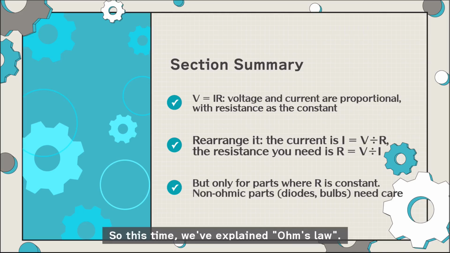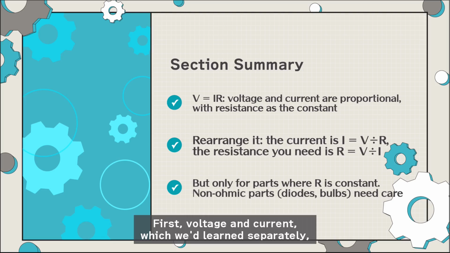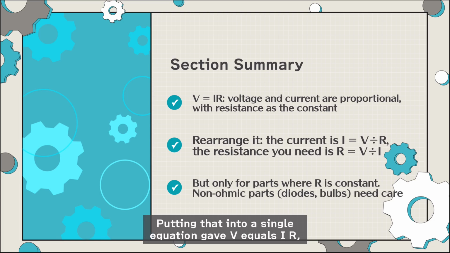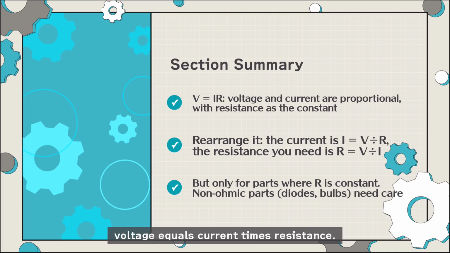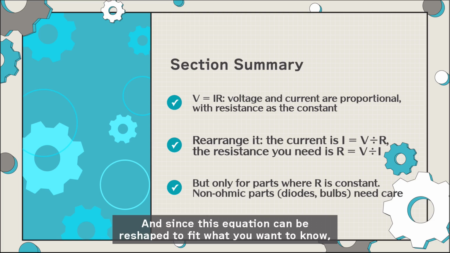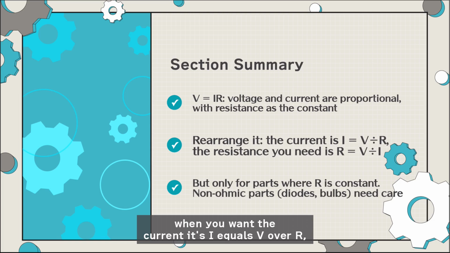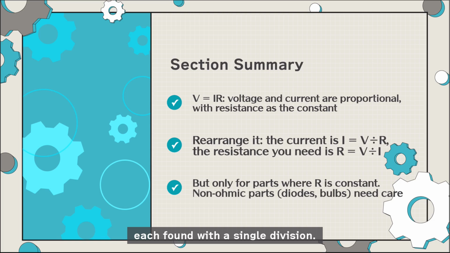So this time we've explained Ohm's law. First, voltage and current, which we'd learned separately, are actually in a proportional relationship, and the proportionality constant was the resistance. Putting that into a single equation gave V equals IR, voltage equals current times resistance. And since this equation can be reshaped to fit what you want to know, when you want the current, it's I equals V over R.